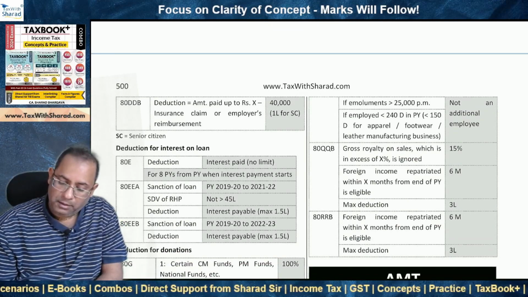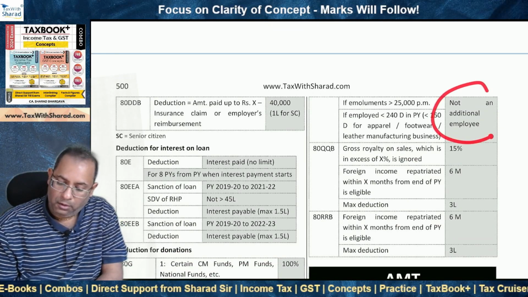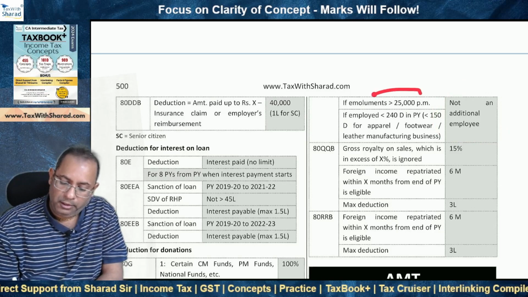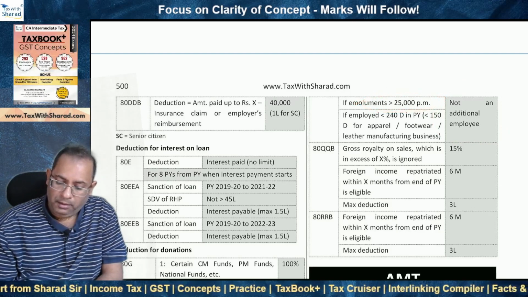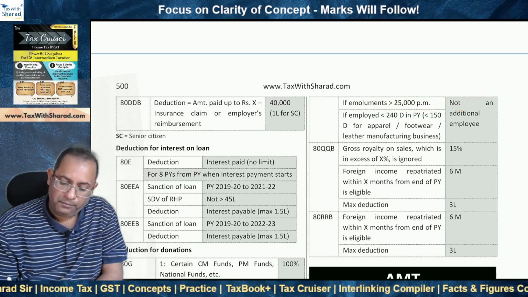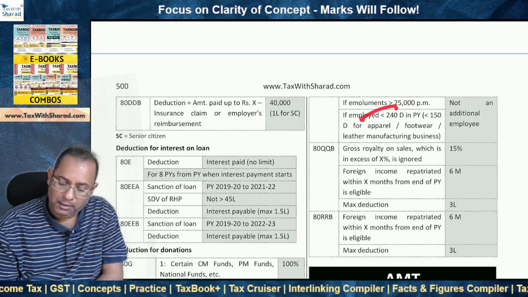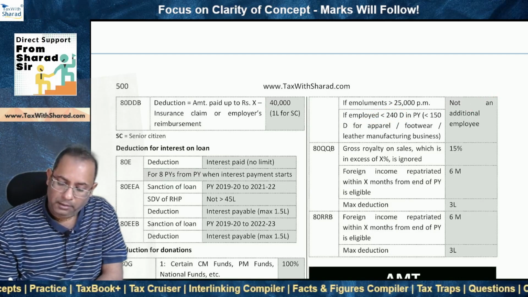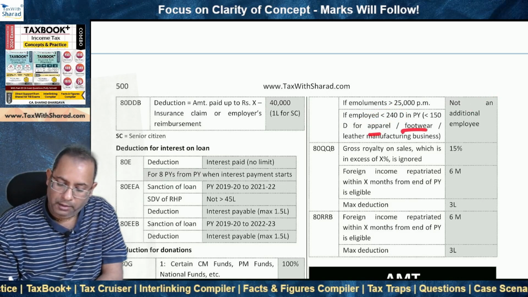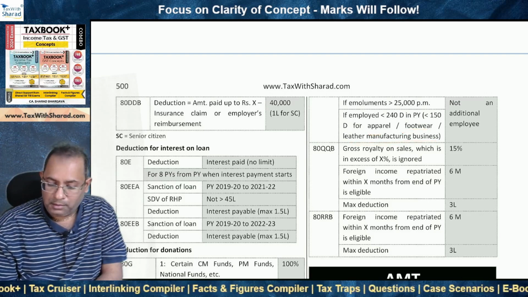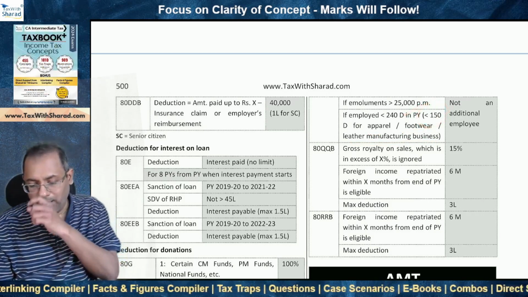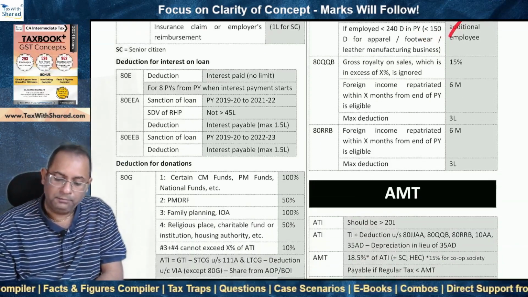Additional employees. Certain categories of employees are not categorized as additional employees. If emolument is more than 25,000 per month, the person is not an additional employee. If employed for less than 245 days in the previous year, then also not an additional employee. However, in the case of apparel, footwear or leather manufacturing business, this time period is 150 days. So if employed for less than 150 days, in such cases, then not an additional employee.